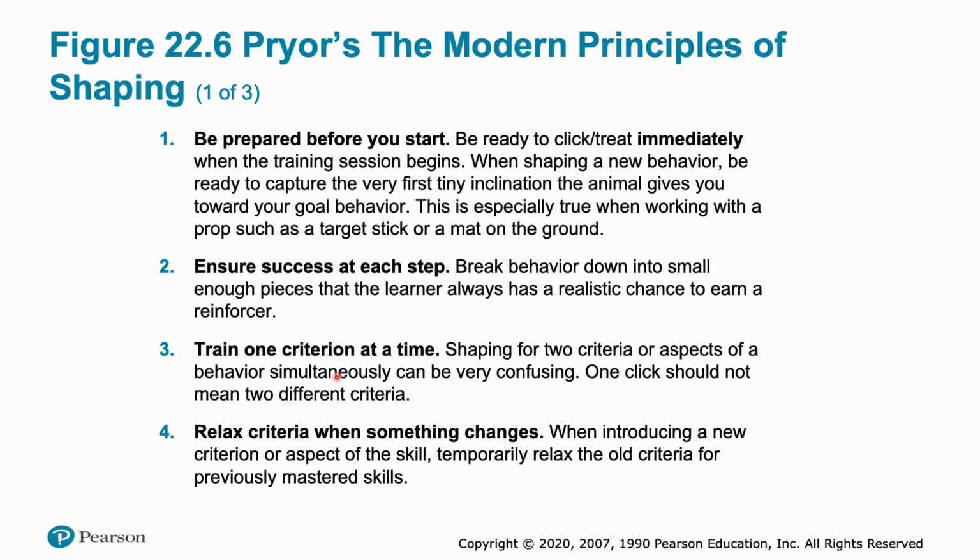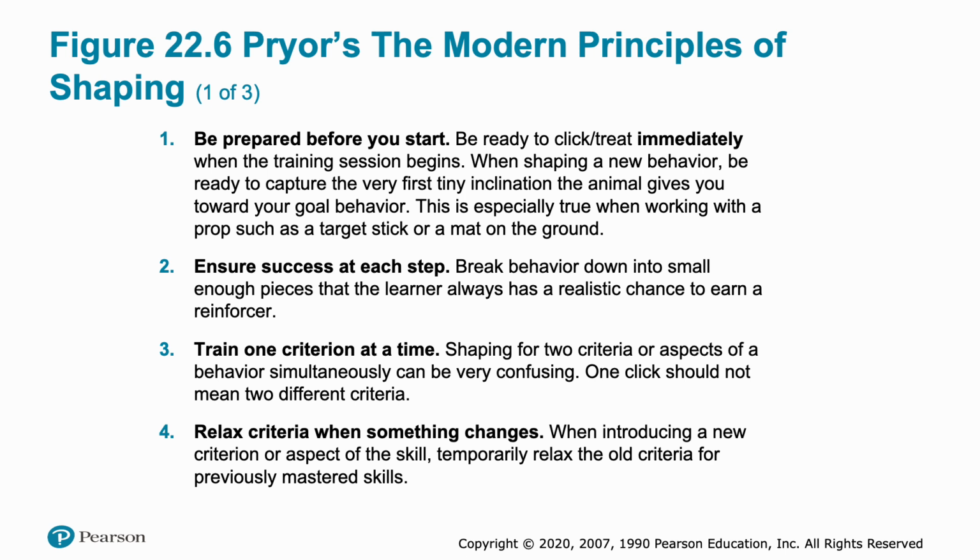Yeah. So, okay, number 4. Number 4 says relax criteria when something changes. So there will be times when you're running a shaping protocol and you notice, you know what, this step is really difficult for them. They might not be fully ready to work on this yet, and you might say, let me take a step back.